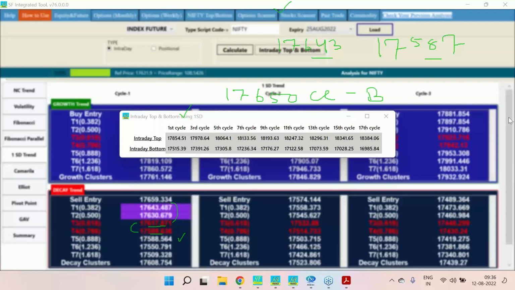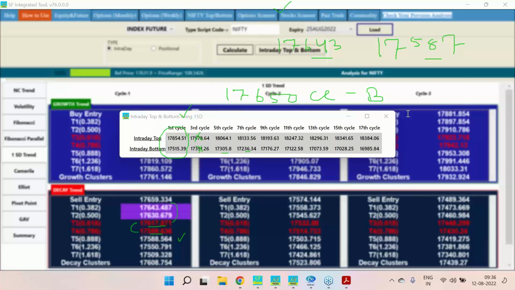If the first cycle top or bottom gives a breakout, then on that day the third cycle is not important. Directly we can aim for the fifth or seventh cycle. So why is it important? Sometimes the market volatility will increase or decrease, and sometimes you will get a deep target. So now we are seeing the levels, and we see that 17,509 we can expect.